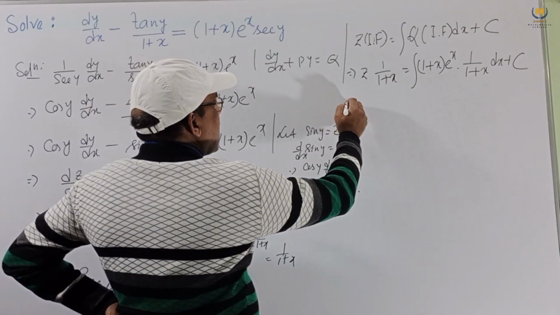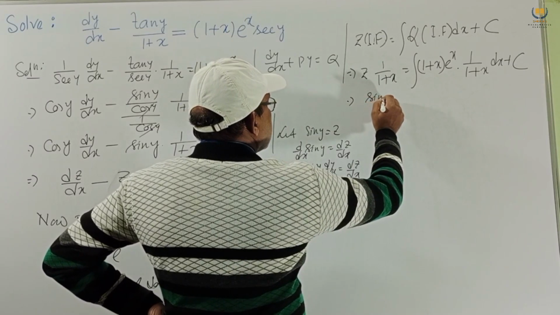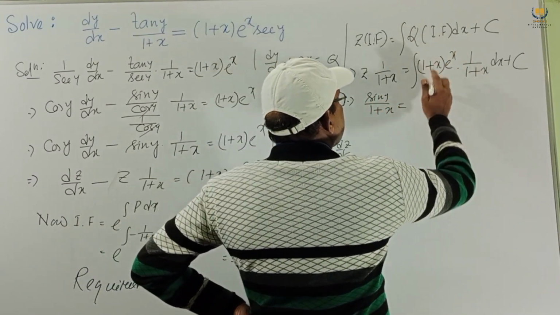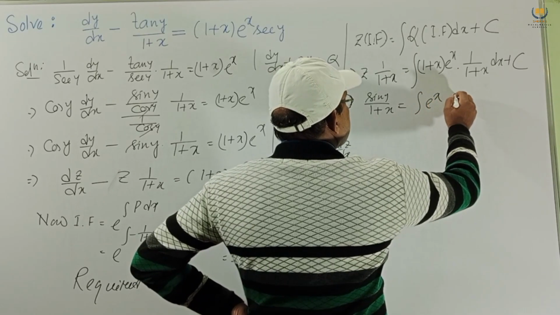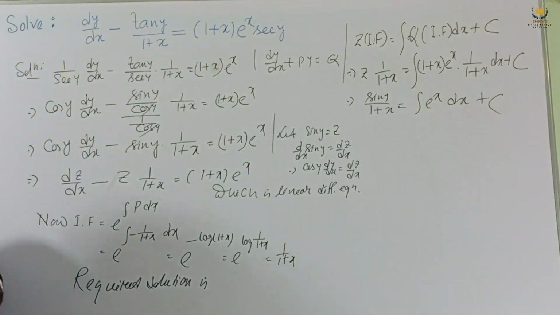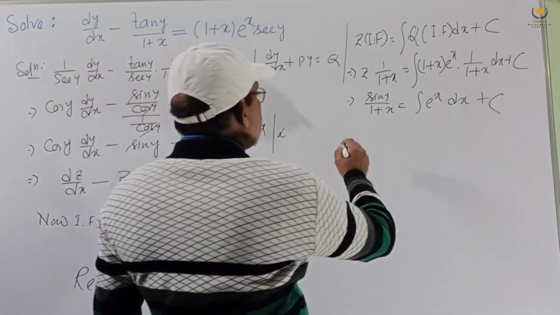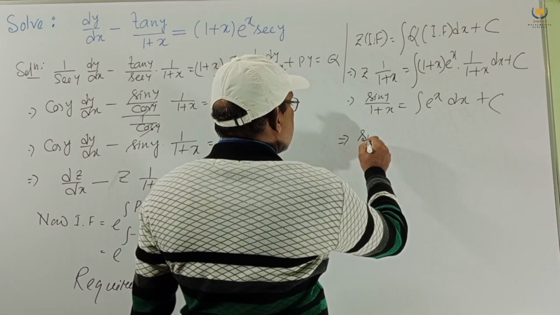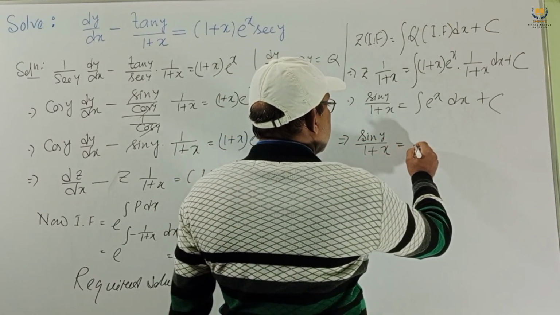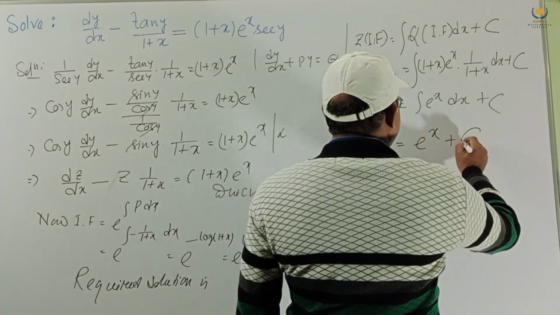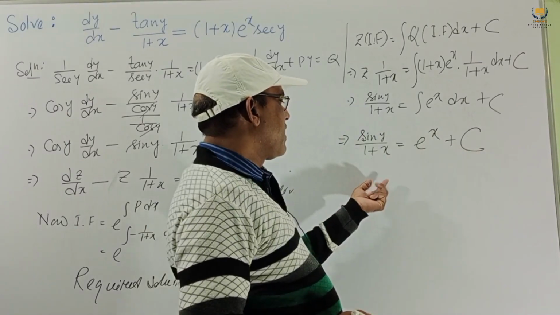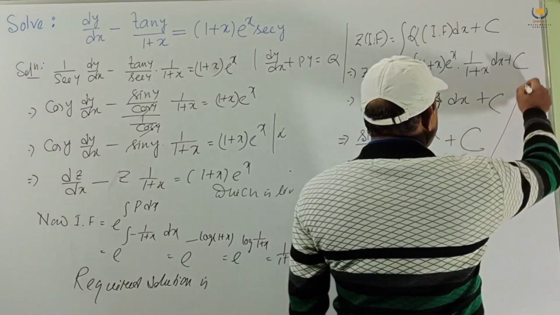So z means sin y. This is sin y by (1 plus x), and these two cancel, ∫e to the power x dx plus c. So this implies sin y by (1 plus x) equals e to the power x plus c. We can multiply (1 plus x) on the right hand side or keep it here also, no problem, and this is the final answer.